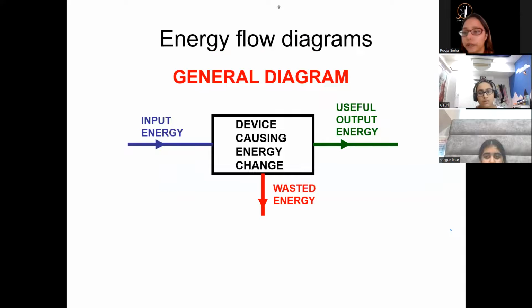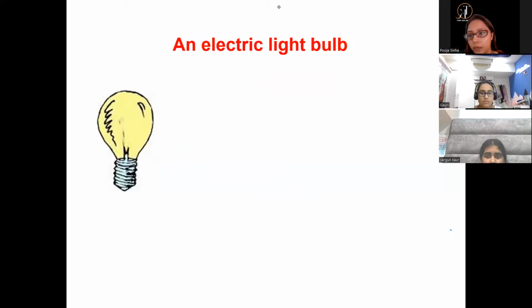This is the energy flow diagram. Sometimes they ask you to make the energy flow diagram. So what is it? There's an input energy, there's a device, and there's an output energy. A portion is getting wasted. Input energy gets into this, output energy goes out, and wasted energy comes out of the system, which is not going towards the output.